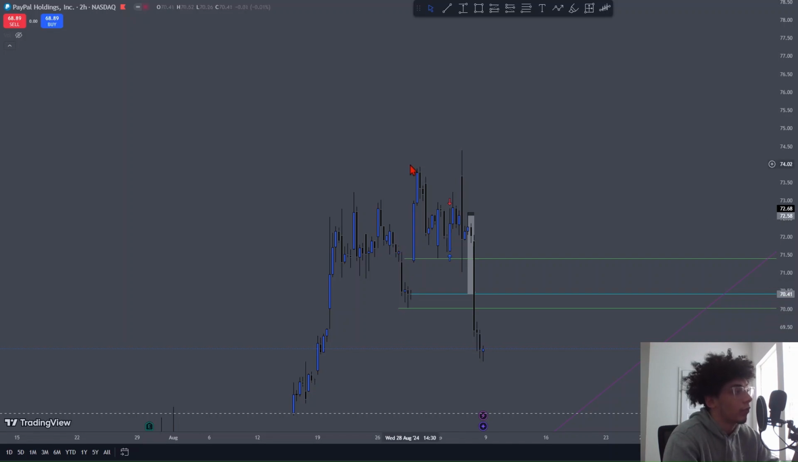pushed up, formed a higher high, pushed down, formed a higher low, and then pushed up and formed another higher high. That is a bullish trend. That's what we should have expected. But instead, it pushed down, it pushed up, formed a higher high, pushed down, formed a lower low, and then pushed up, forming a lower high right here.